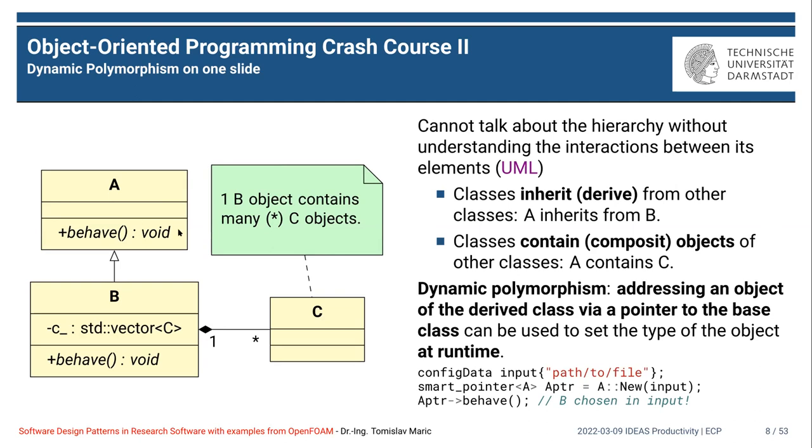Another mechanism is composition. So we can say, okay, B inherited some properties from A, but it also has C. So it composes objects of the class C, and this relationship is marked with this black diamond next to B, which means that one object B composes, and then you have this star, many objects of type C. And you can see this in the diagram where I just said, okay, I have a standard vector of C being stored in B.